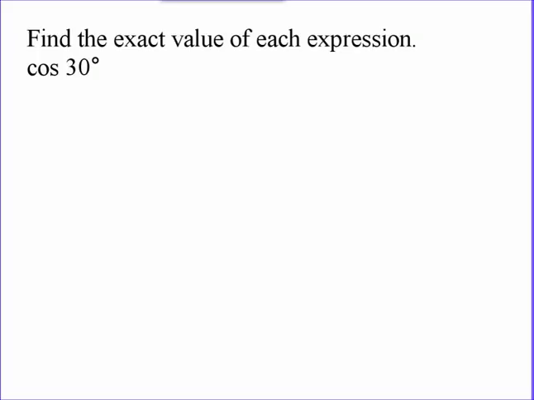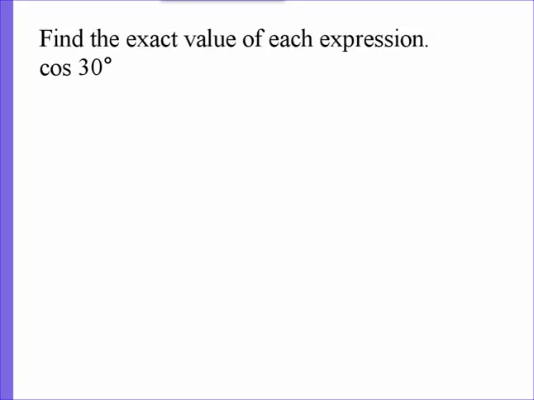Alright, so today we're going to talk about finding exact values for angles that aren't on the axes. So specifically angles that aren't multiples of 90. If you look at this first one, it says I've got the cosine of 30. And so my task here is going to be to find the exact value of the cosine of 30.